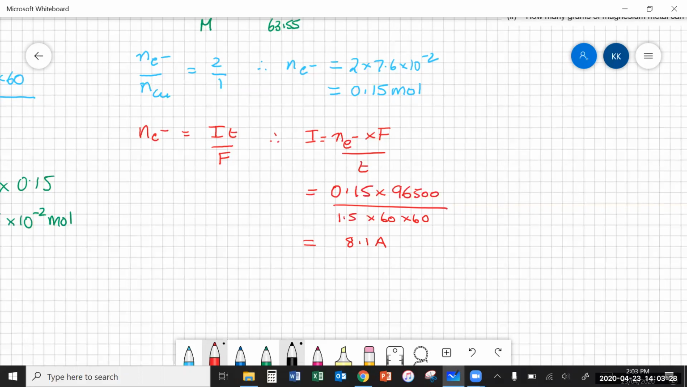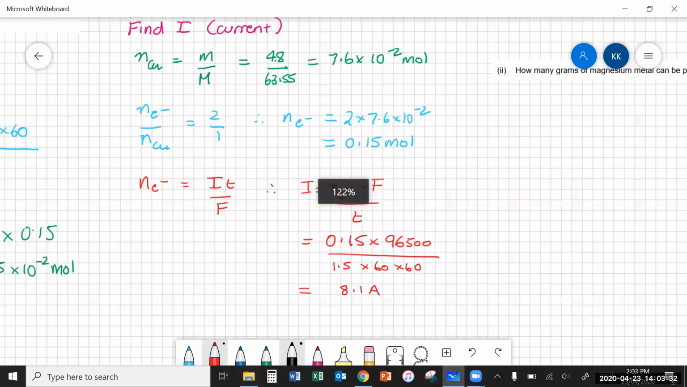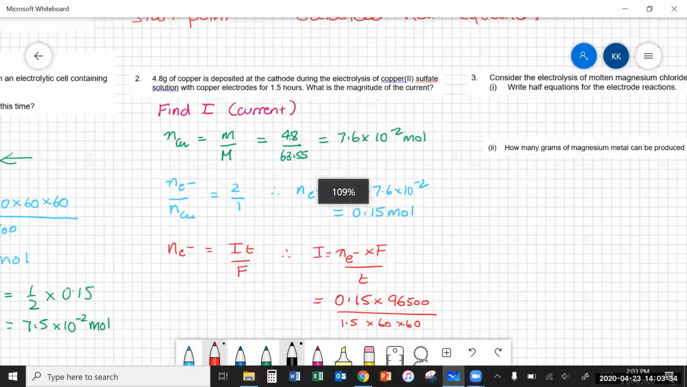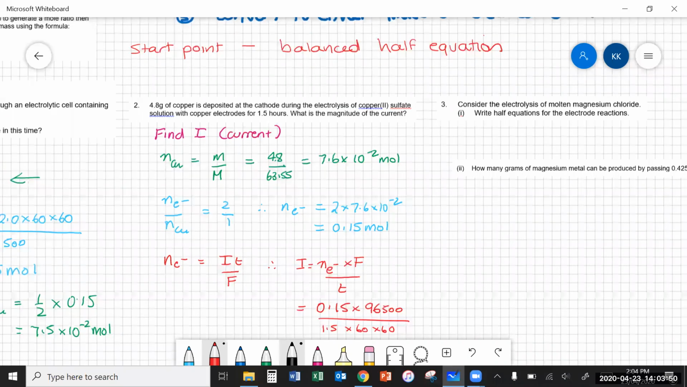It's for a long time. I mean, 1.5 hours running that current is only going to give you 4.8 grams of copper. So you can imagine on an industrial scale what sort of currents they're going to need to use to produce copper on an industrial scale. That's huge. All right, one for you to try.